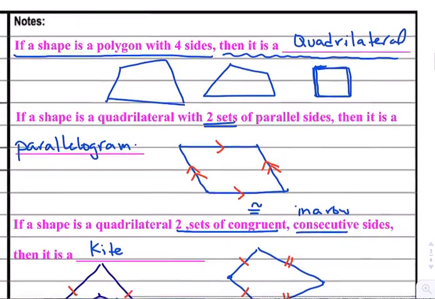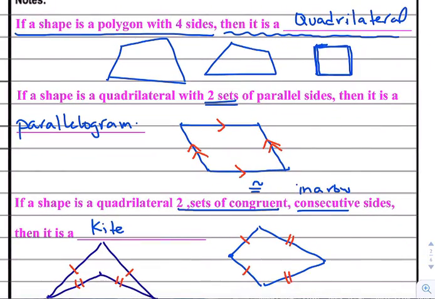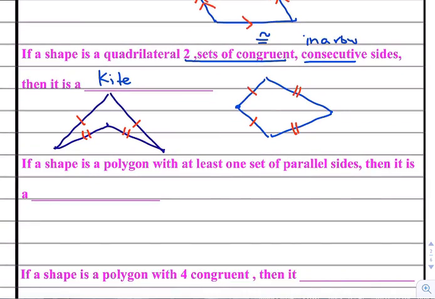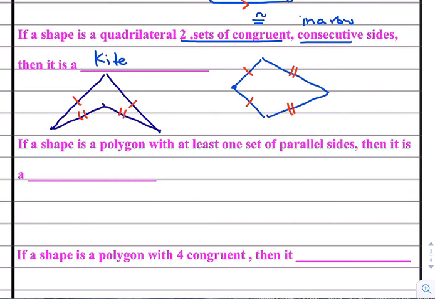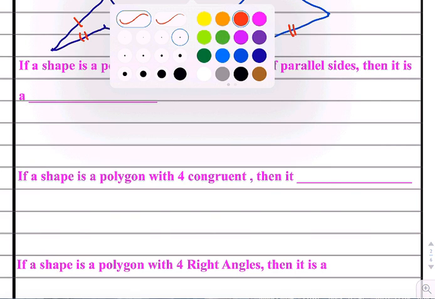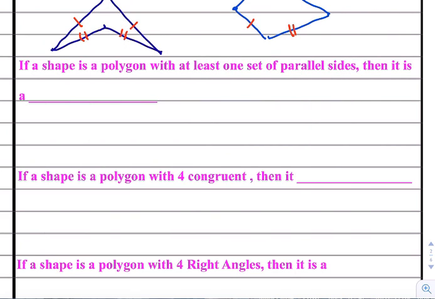Okay, and so we have four sides with no restrictions, quadrilateral. Four sides that have to be all parallel to their opposite side, we call that a parallelogram. And then quadrilateral, four sides, in which you have two sets of sides that are touching and congruent, you got a kite. So next one, moving on. If a shape is a polygon with at least one set of parallel sides, then in this case it is what we call a trapezoid.